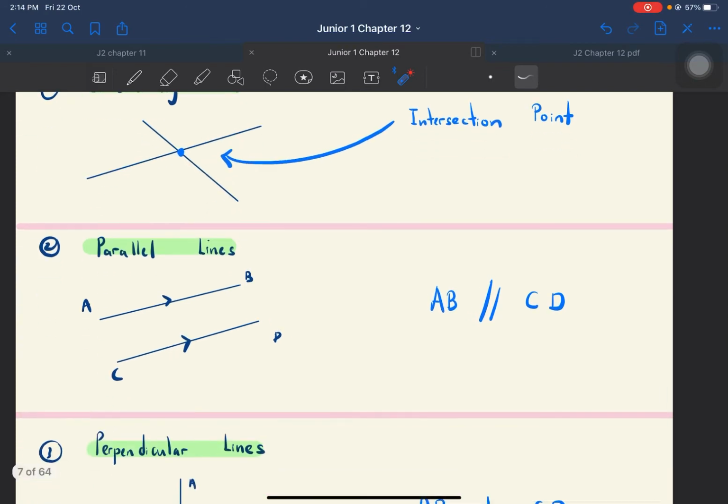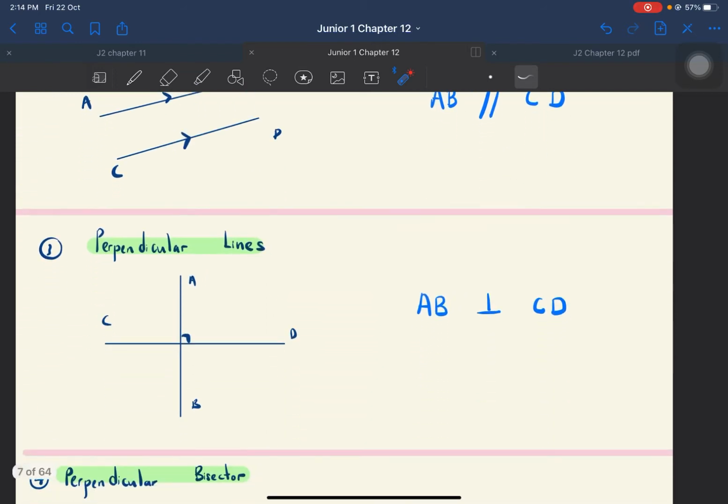When you have a pair of straight lines going in the same direction, we call them parallel lines. You will see the arrows that represent parallel lines. So whenever you see the arrows here, it means AB and CD are parallel lines. Or sometimes they will use the symbol to represent their relationship. AB is parallel to CD.